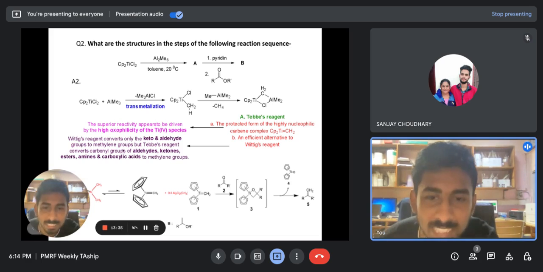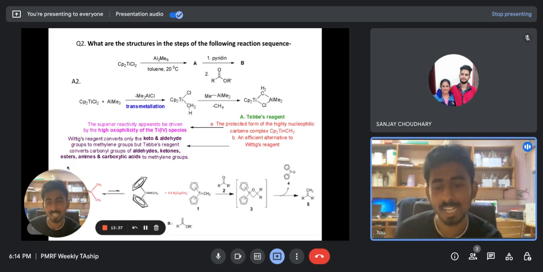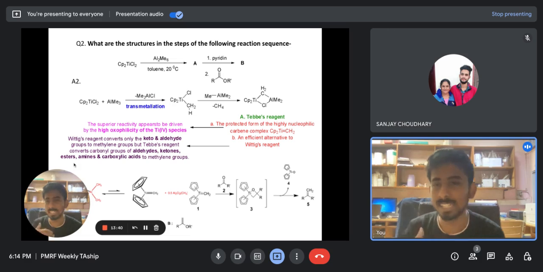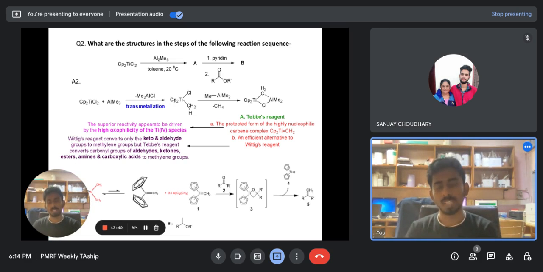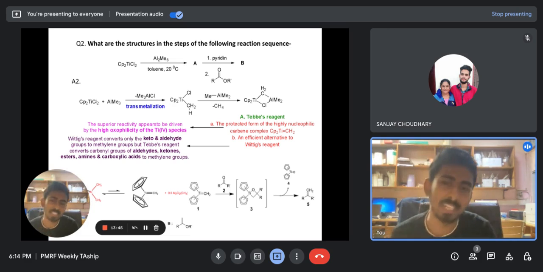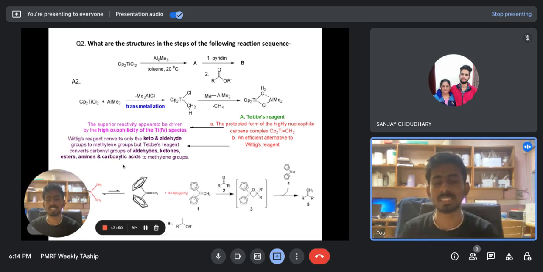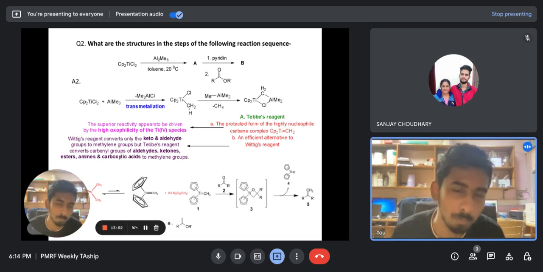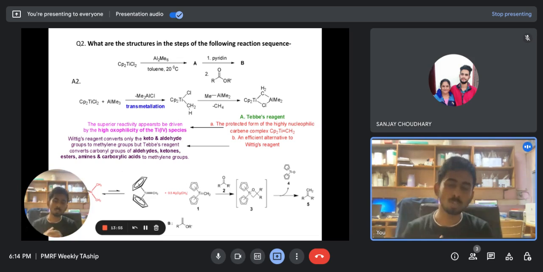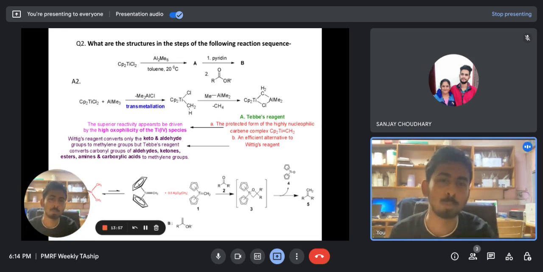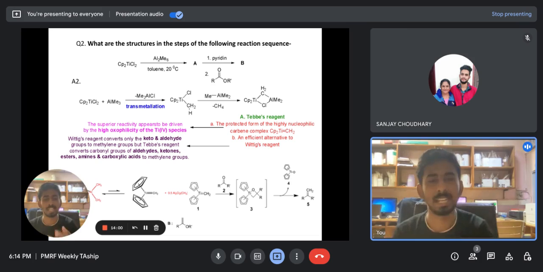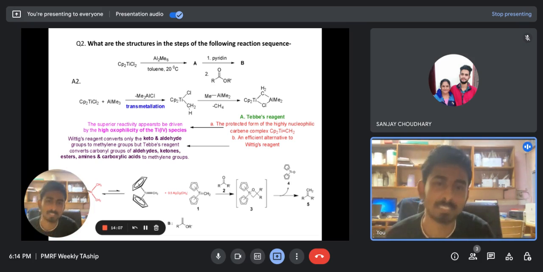But in case of the Tebbe reagent, it is capable of converting any carbonyl group to the corresponding methylene group, such that aldehydes, ketones, esters, which are very unreactive substrates because they are electronically rich. Reducing them in terms of electronic enrichment is quite difficult. That's why these esters, amides, carboxylic acids, such electronically dense C=O bonds are also transformed to the corresponding methylene bonds by the aid of this Tebbe reagent. But the Wittig reagent can only convert the aldehydes or the ketones. So what happens in this case?